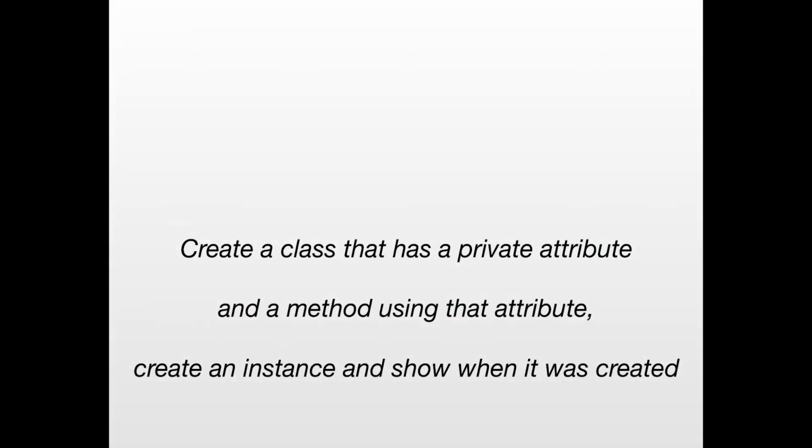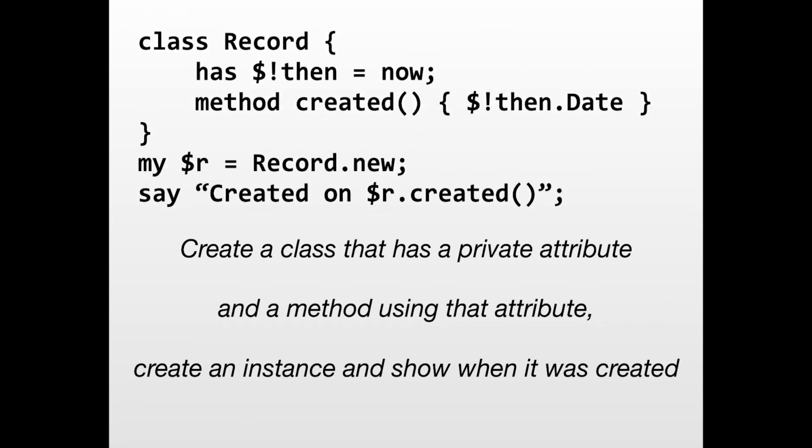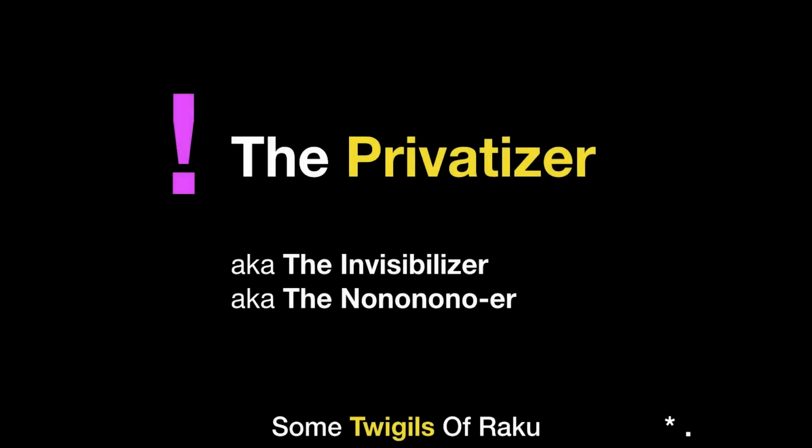So how would it look if we actually create an instance of it and show when it was created? It looks like this. We create an instance of it. We don't have any parameters to it, so we can actually just say .new. And we call the method created with the parentheses in there. And how does that look? Well, on the day of this presentation, it would look like this. So that's about the privatizer, the invisibilizer, or the no-knower, aka the exclamation mark twigil.